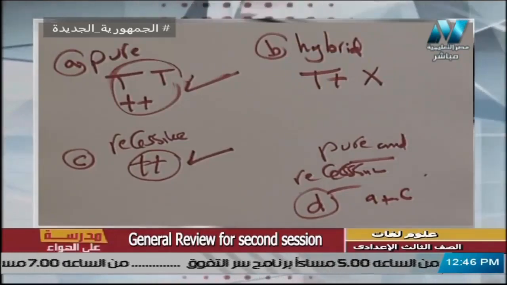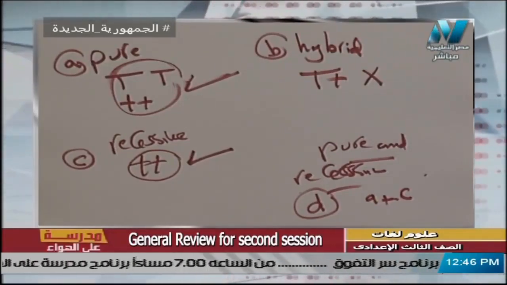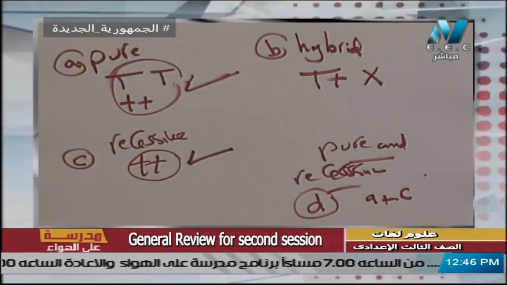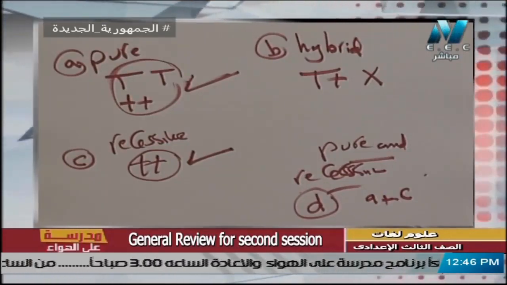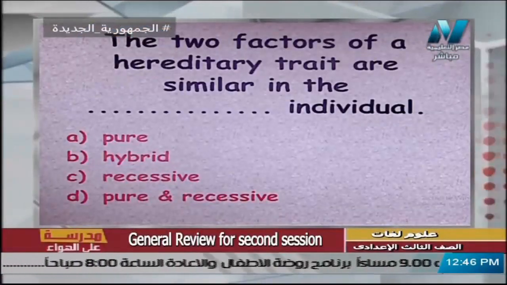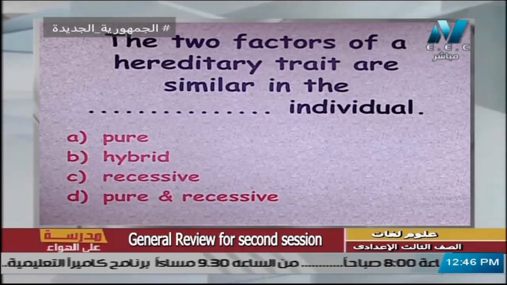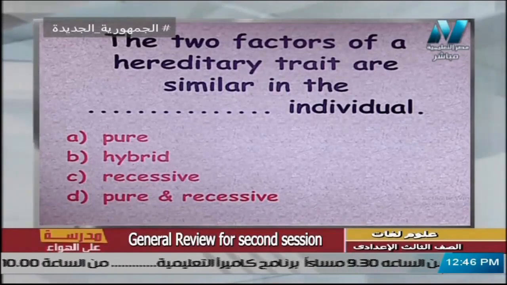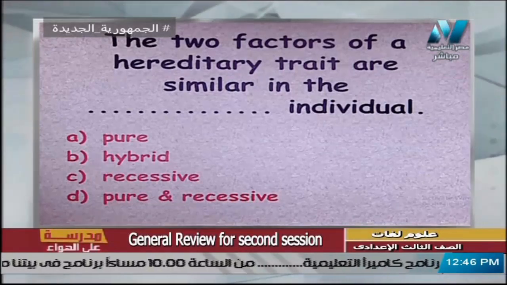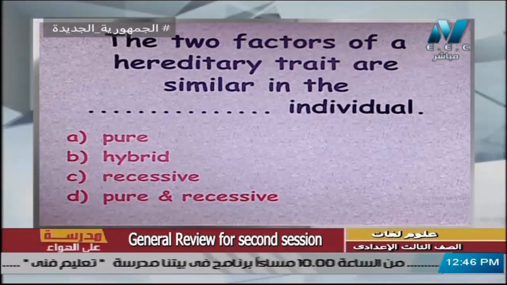فزي ما قلت كده، بليز في الكويشن ديت أو في التشوز ده بالذات نقرا كل التشويسز، لأن ممكن جدا يكون في أكتر من تشويس صح. يبقى هنا السؤال أكيد هيكون pure and recessive are right answer. Or the two factors of a hereditary trait are similar in the pure and recessive individual.